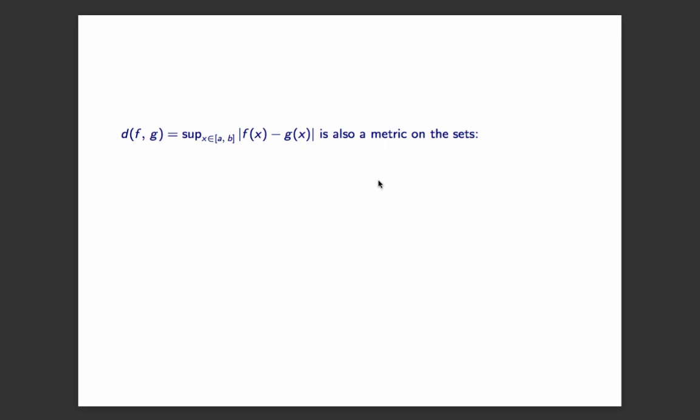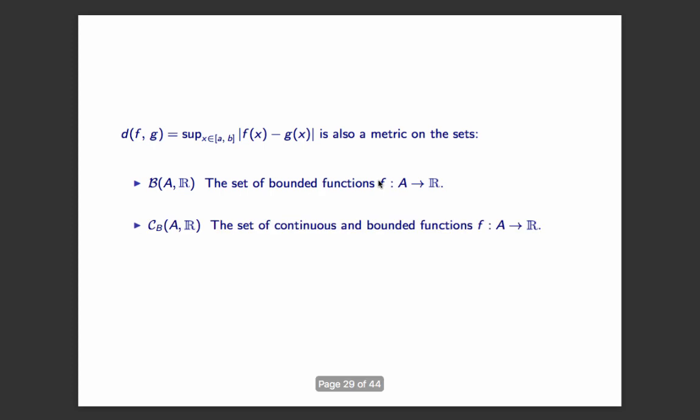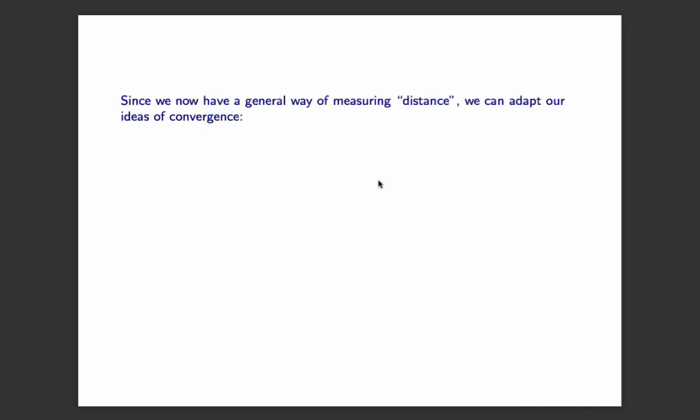Now, this same metric can also be used as a metric on the sets of bounded functions from A to R, and the set of continuous and bounded functions from A to R as well. And this distance function would still be a metric. Now, since we now have a general way of measuring distance, can we adapt our ideas of convergence? Remember, up until this point, we always talked about convergence by talking about the difference in absolute value.